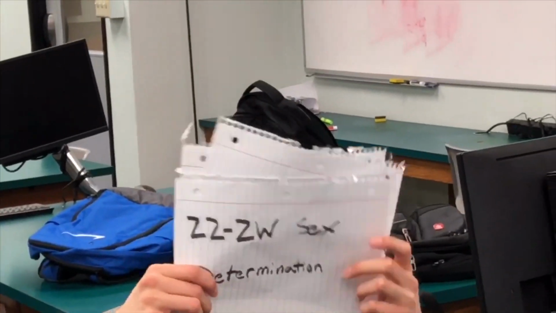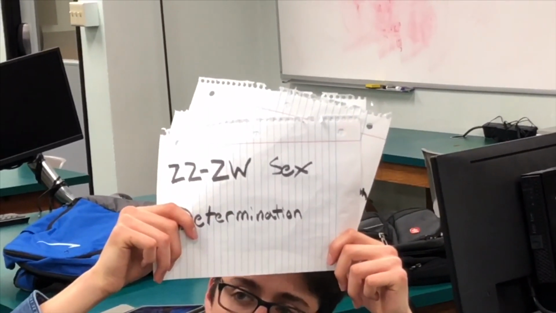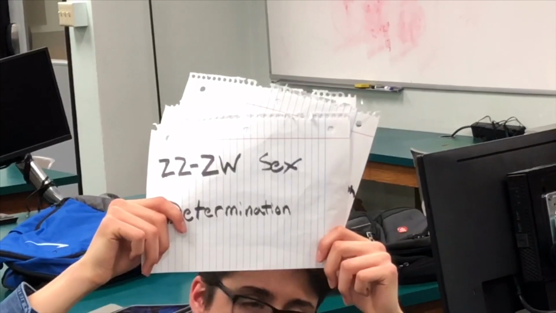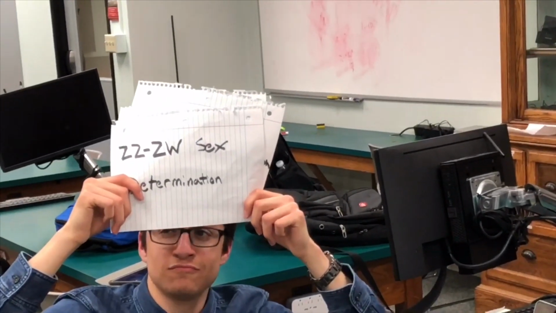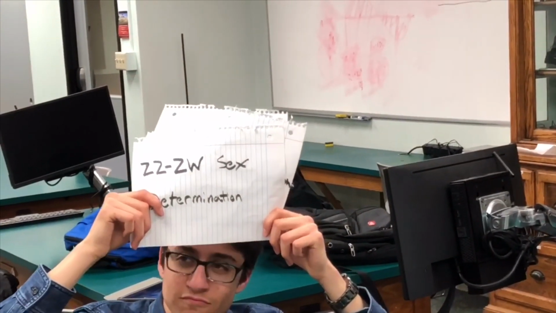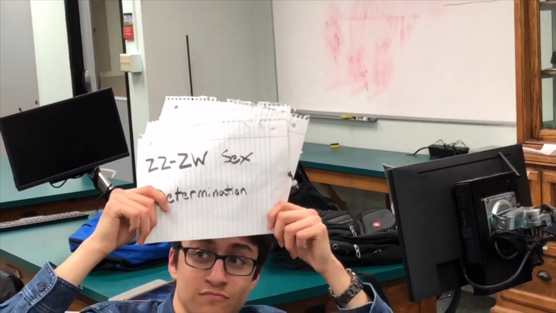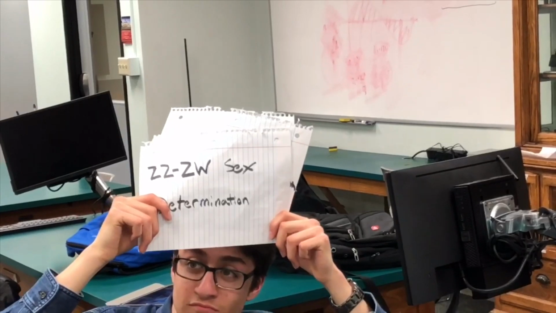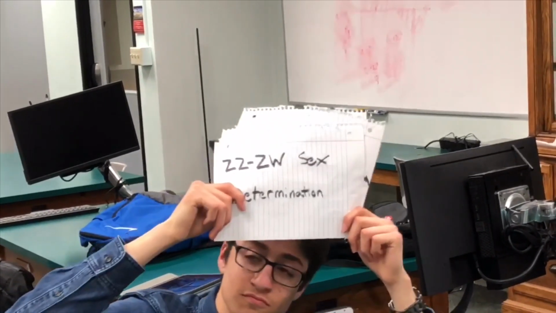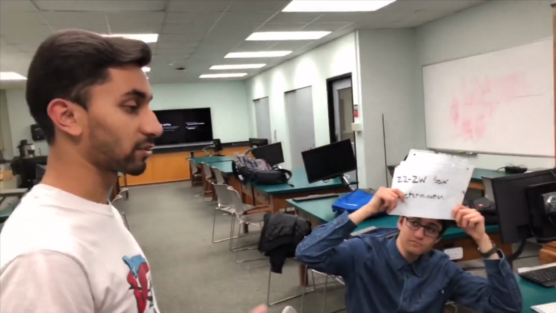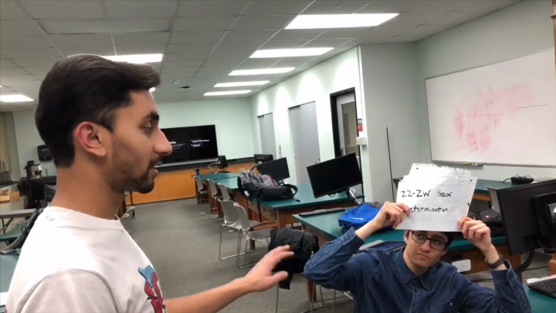So this is one of the harder sex determinations to know, but ZZ and ZW sex determination is mainly found in birds, reptiles, butterflies, amphibians, and some fish. It's basically when the male is homogametic and the female is heterogametic, as in the male contains ZZ while the female contains ZW. So, for example, in humans, females contain XX and males contain XY. So females are the homogametic sex while males are the heterogametic sex. It's vice versa for this sex determination.